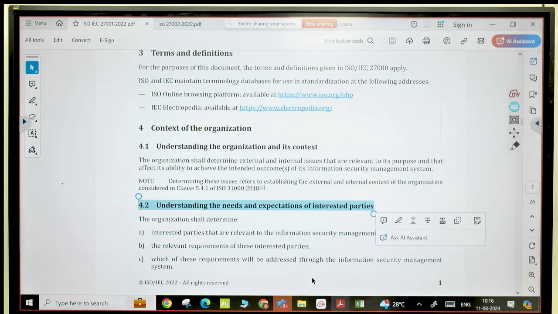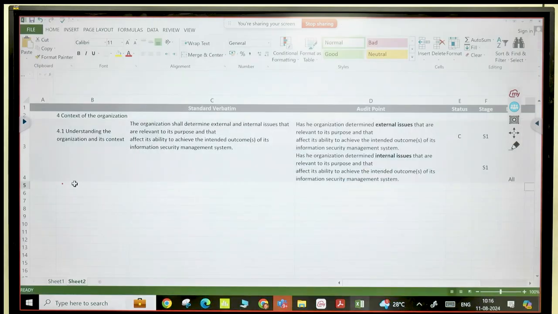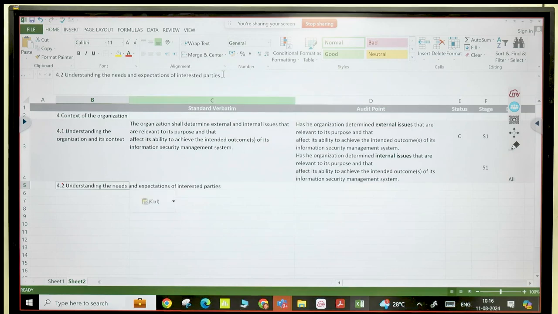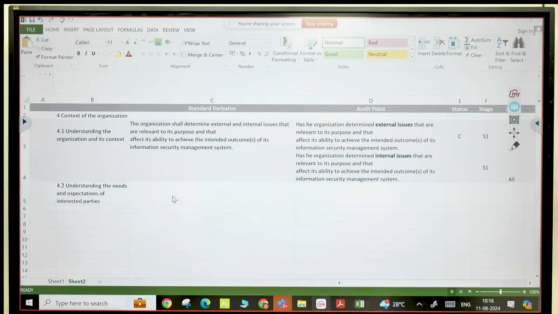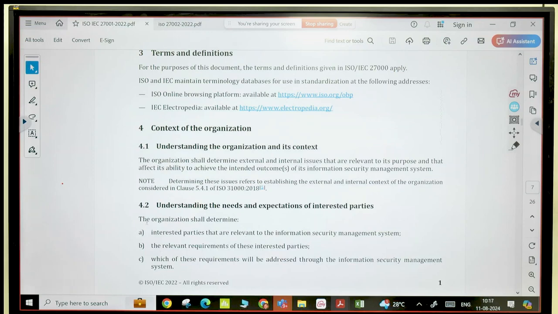It says the organization shall determine A, interested parties that are relevant to the ISMS, B, the relevant requirements of these interested parties, C, which of these requirements are addressed through information security management system. Question बहुत straightforward है. I'm simply copy pasting the standard का requirement once.